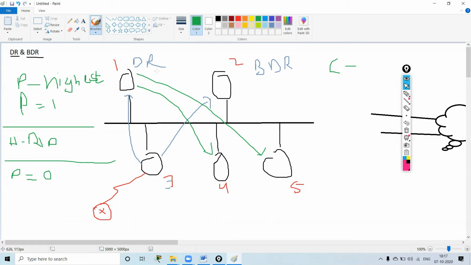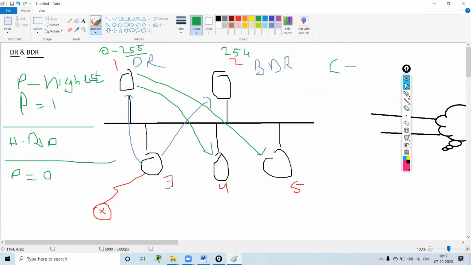If you want a specific router to become the DR, you can go and change the priority to the highest priority, that is 255. You can give the priority between 0 and 255. If you want to make router 1 the DR, you can change the priority value to 255. And if you want some router to become the BDR, you can give the priority value as 254.